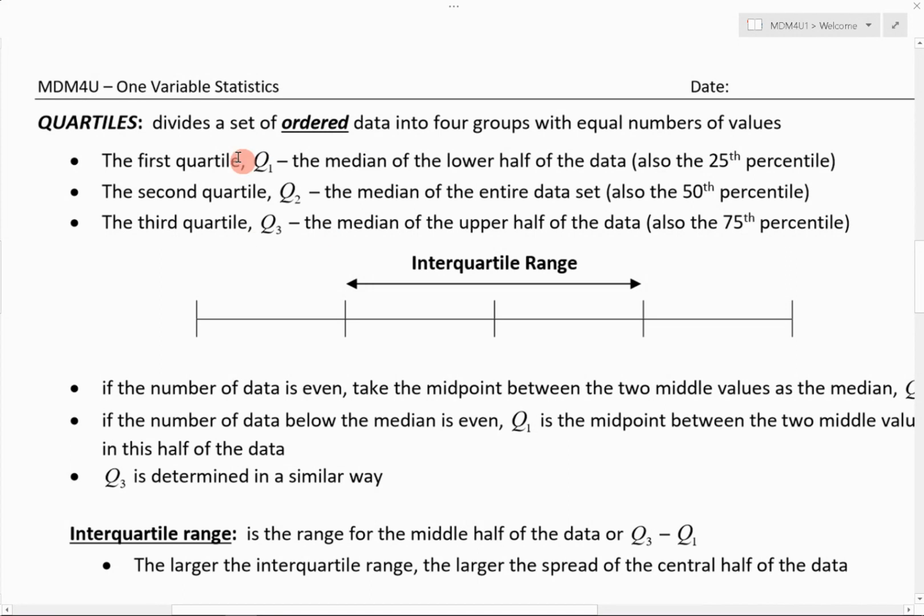Okay, so here you have your lowest data point, datum. Here you have your highest datum.